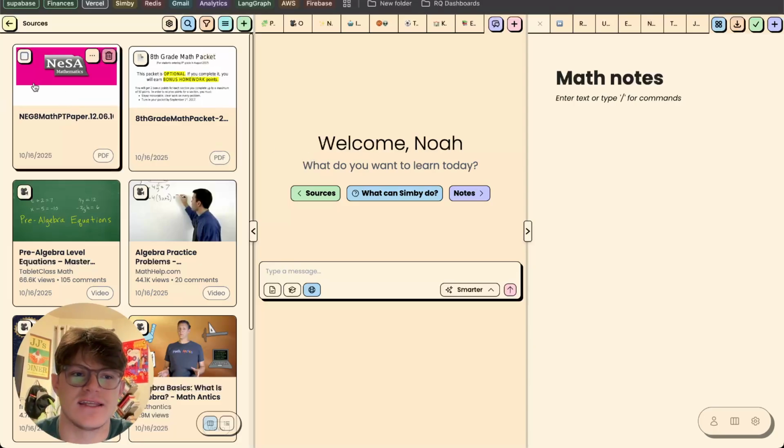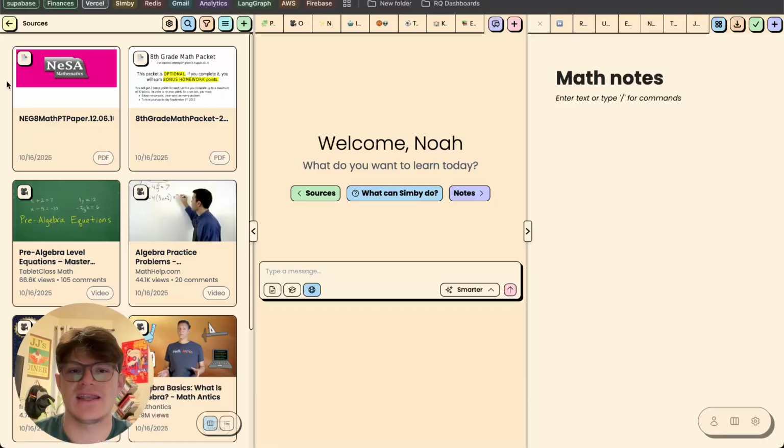On the left-hand side here is what's called your resources. This is any sort of external source, worksheet, video, lecture, or whatever that you want the AI to be able to understand. This is really helpful with things like homework problems, an article you found on the internet, or a YouTube video where someone is explaining a particular concept. It helps the AI understand what you're trying to learn.